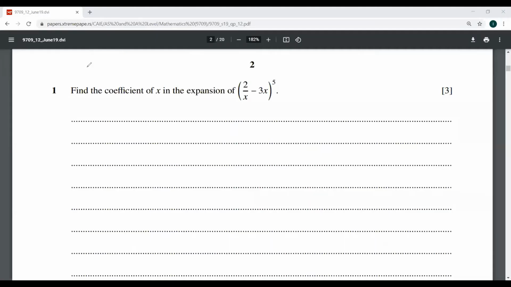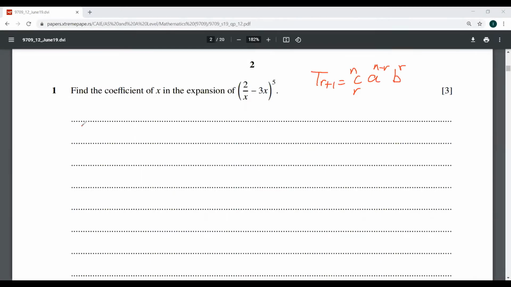Okay, guys, we're going to revise this June 2019 paper 12, paper 1, in fact. It says find the coefficient of x in the expansion of this. So remember the formula that you have to use. Rather than expanding this on the whole, you must be going for the formula which is T r plus 1, that is nCr, a raised to power n minus r, and then b raised to power r. So I'll be using this formula here.